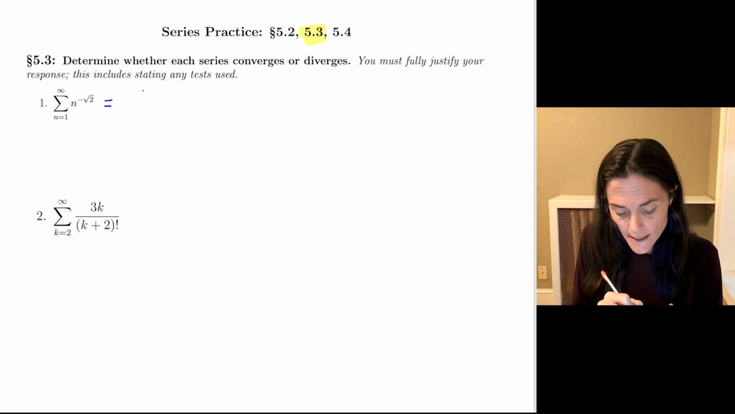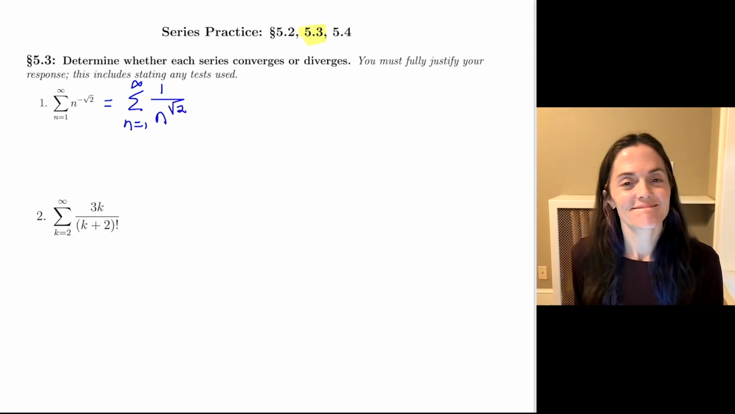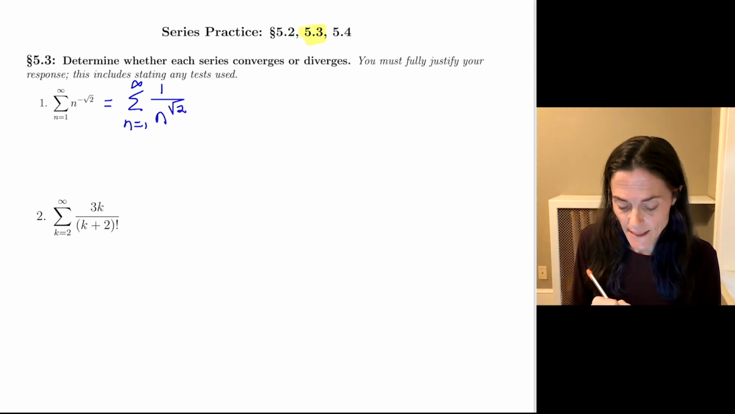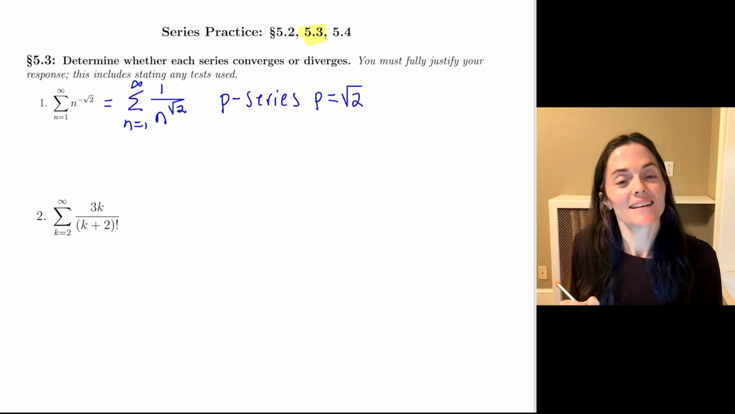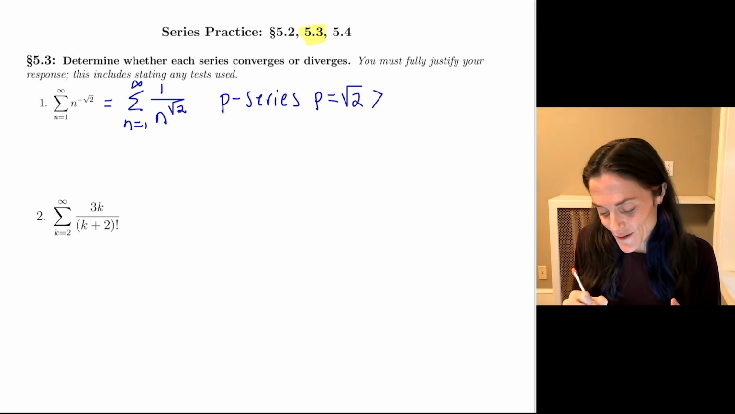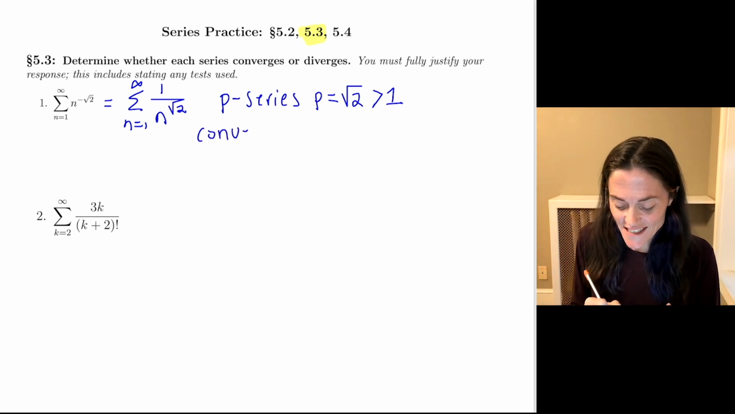Well, this first one is a short one. I can rewrite this using a positive exponent, but in the denominator. So this is 1 over n raised to the square root of 2 power. Now we see this is a p series, and p is the square root of 2. The important thing about p here is it's bigger than 1. The square root of 2 is bigger than 1, and so this series converges.